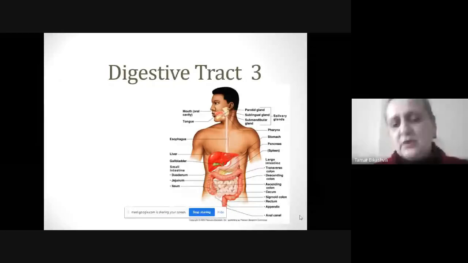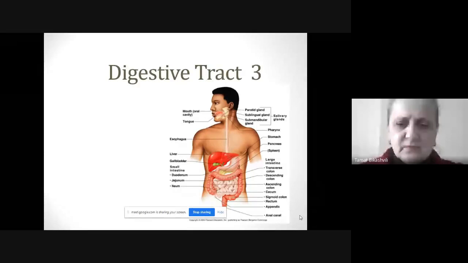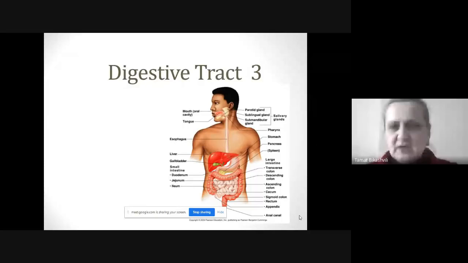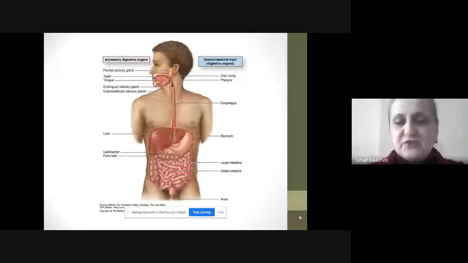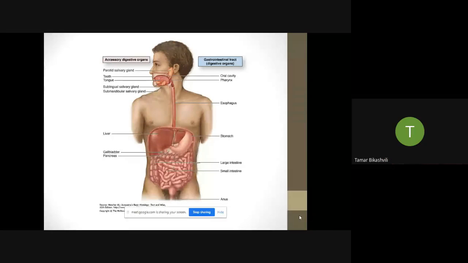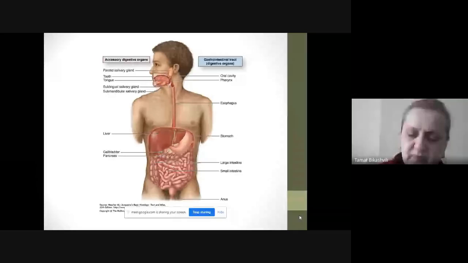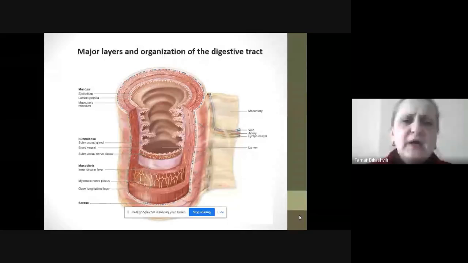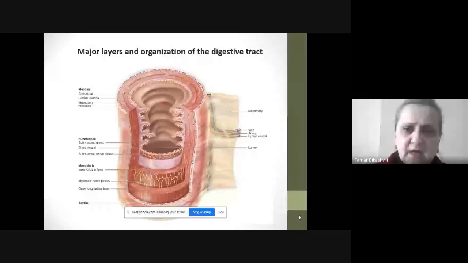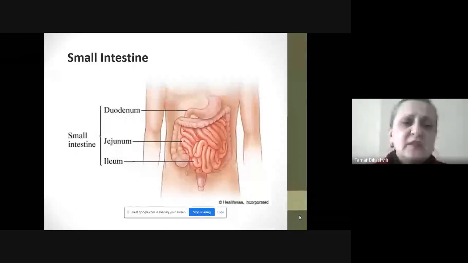So I think now you can see this presentation, yes? This third lecture is about the large intestines, and you can read, of course, and I'll try to upload the video also. Anyway, we'll repeat this part. About the major layers, I think you remember and you know this. And the small intestine, yes, we quickly repeat this material.